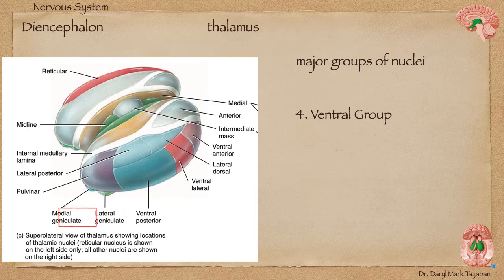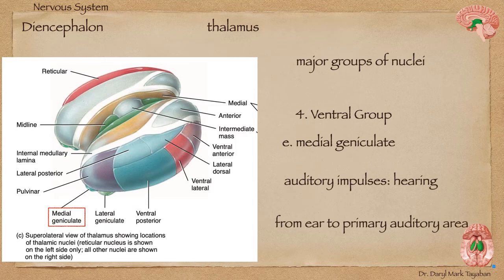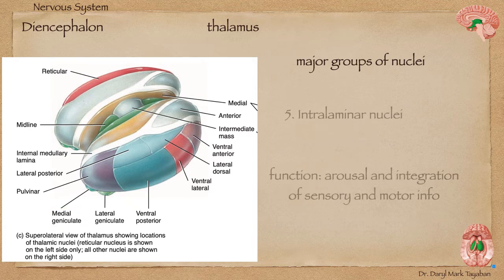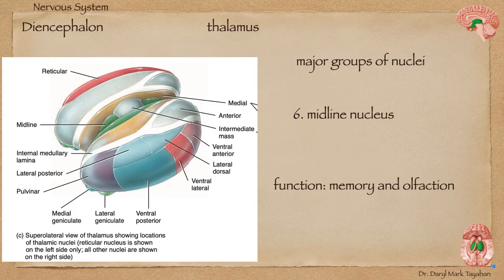And then the medial geniculate nucleus, which relays auditory impulses for hearing from the ear to the primary auditory area of the cerebral cortex. And then number five is the intralaminar nucleus, which is actually not in that part. It's on the other picture, I think the medial view. So they function in arousal and integration of sensory and motor information.